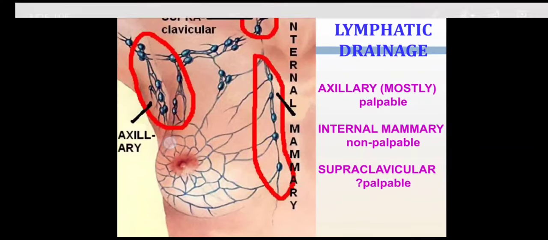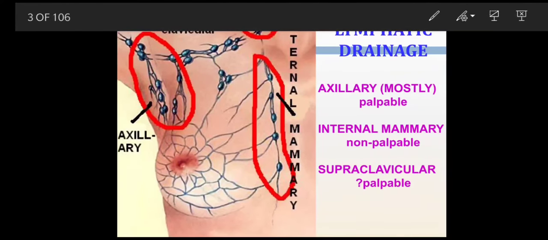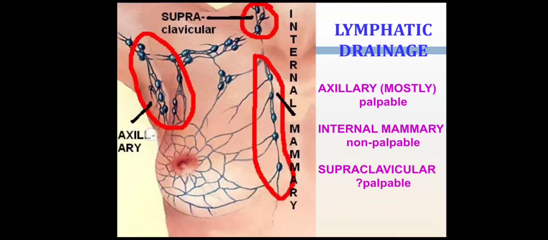It extends from the second to the sixth rib, and the draining lymph nodes include the axillary group of lymph nodes, which you're seeing here. Then comes the supraclavicular group of lymph nodes, and then the internal mammary group of lymph nodes. All these will drain the lymphatics into the thoracic duct.